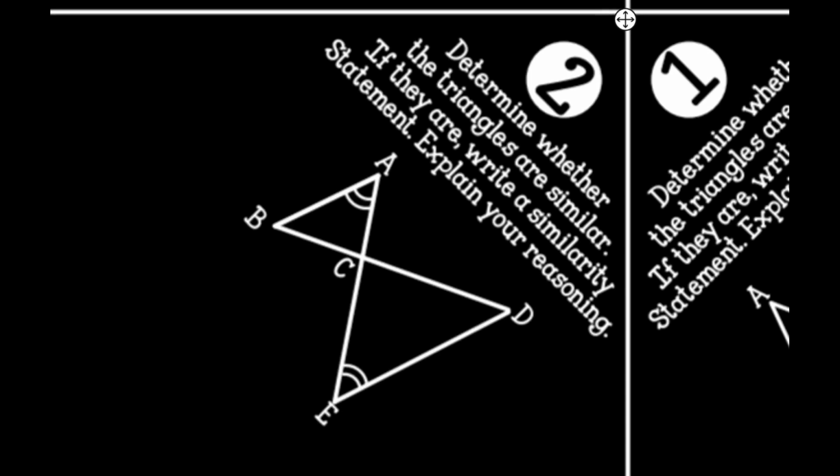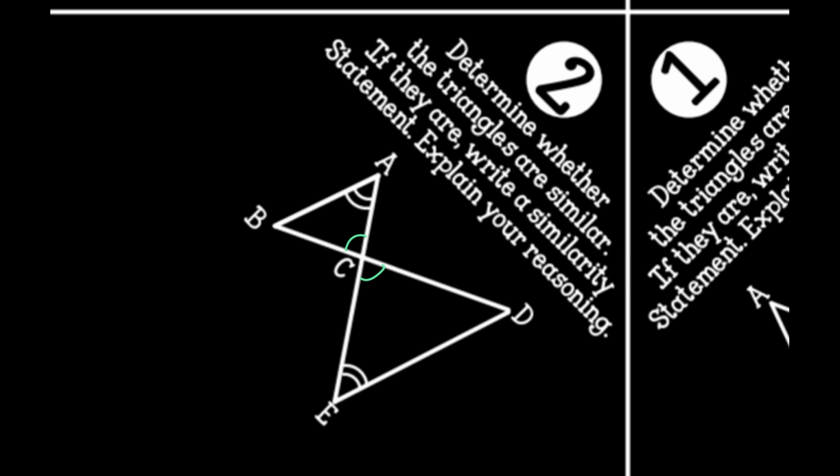Number 2. We're again asked to determine whether the triangles are similar. If they are, write a similarity statement and explain your reasoning. So, first, we mark the given. Obviously, there's nothing given here, so we check for what? Vertical angles. Are there vertical angles? Oh, why, yes, there are right here.